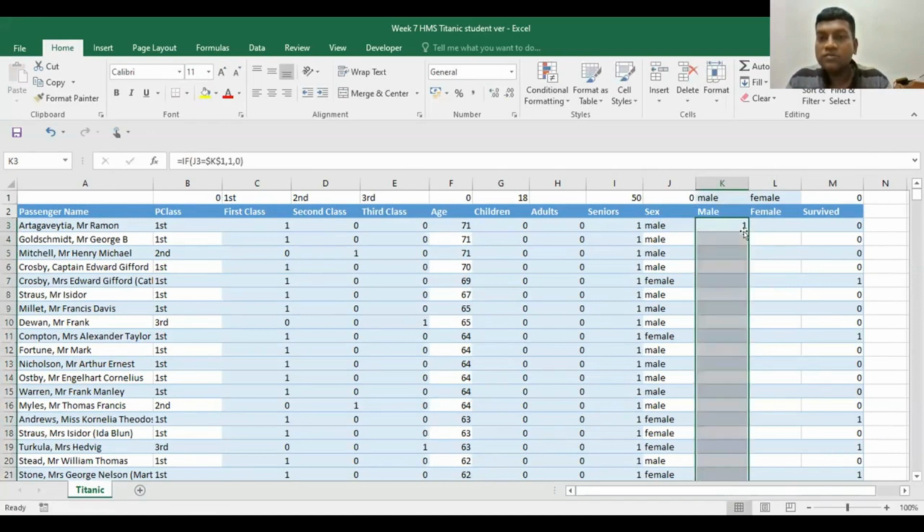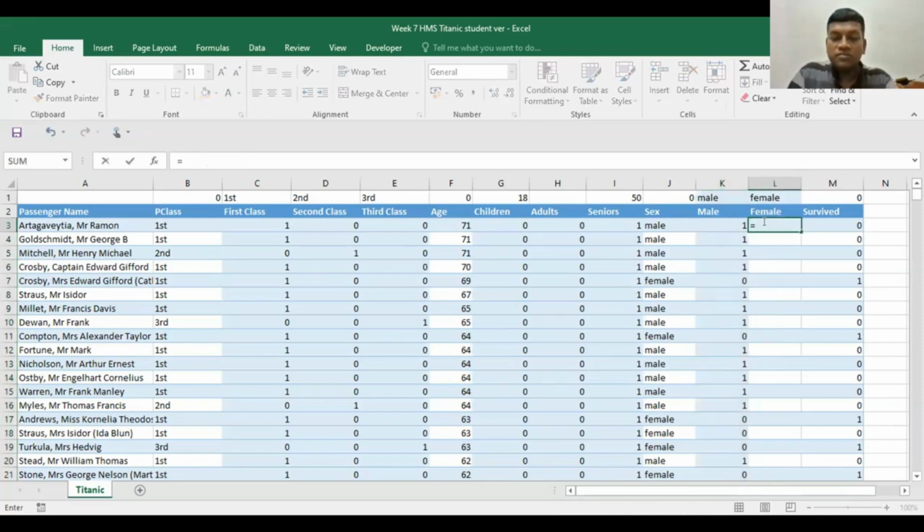Okay, so male, female. Similarly, this is the opposite here. Is equal to IF this is equal to this, then 1, else 0.